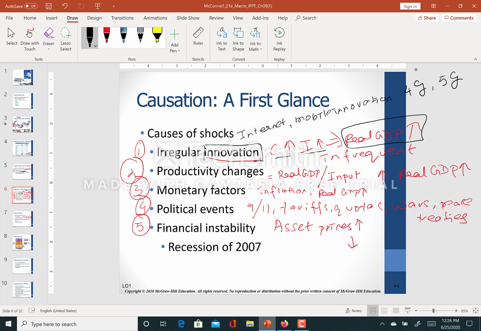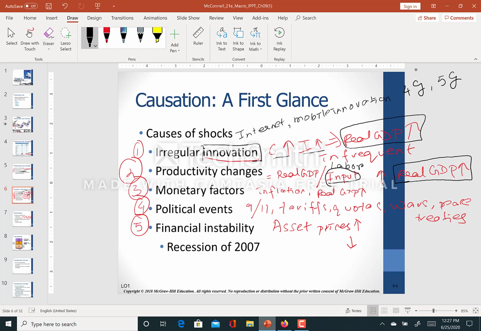The second cause of shock is productivity changes. Productivity is defined as real gross domestic product over input. The input can be labor input or capital input or any other sources of input. Productivity increase is followed by real GDP increase, and that's going to cause an expansion. On the contrary, productivity decrease is followed by real GDP going down.